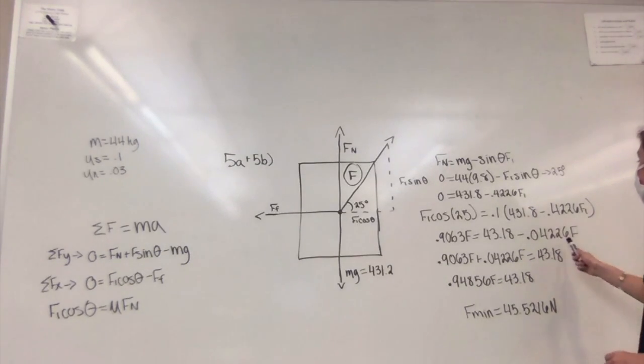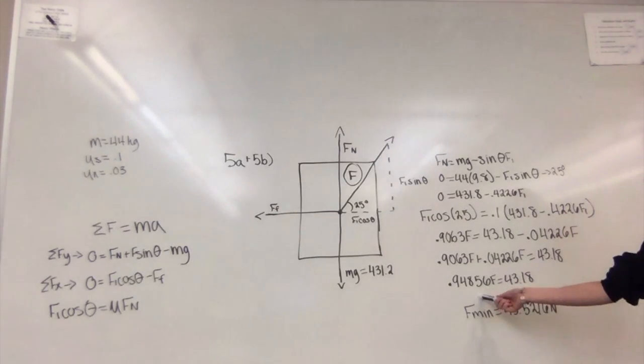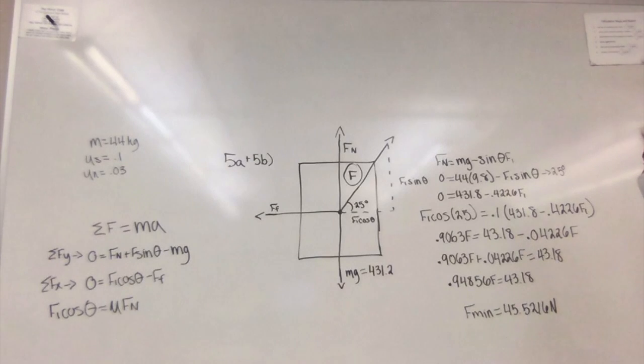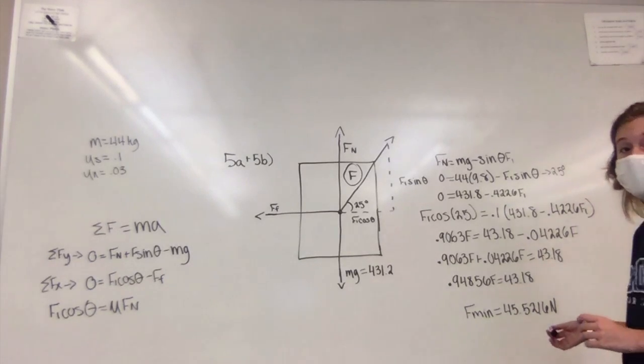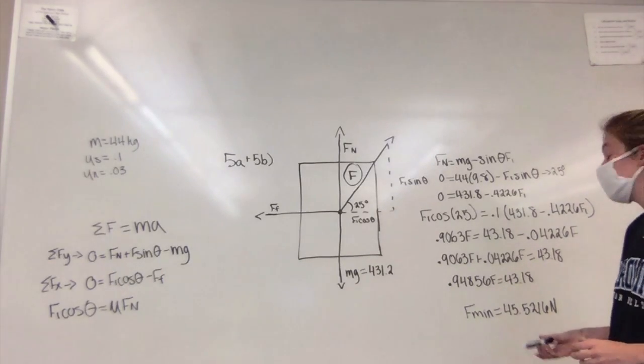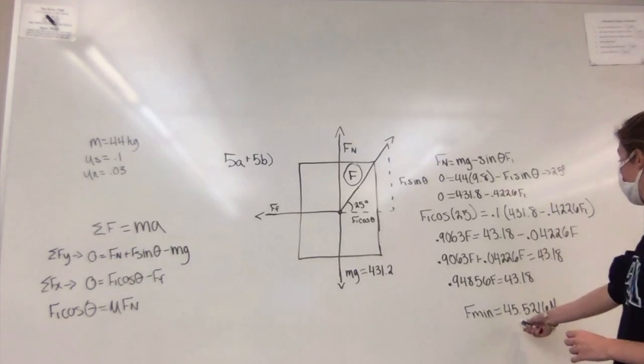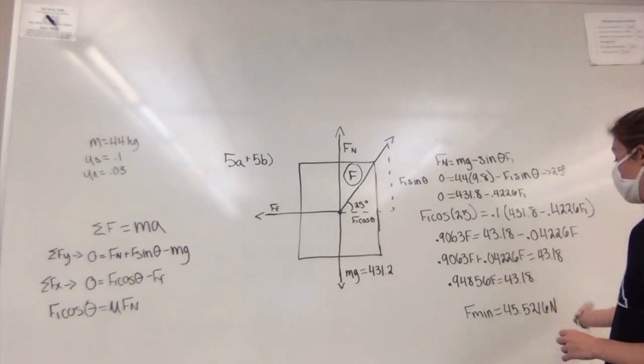And so then I move the 0.04226 over to the left side, which gets me 0.9063 F plus 0.04226 F is equal to 43.18. Then I combine these two, so it gets 0.94856 F equals 43.18, and I divide. By doing that, I find that the minimum force needed to move the object is 45.5216 newtons.